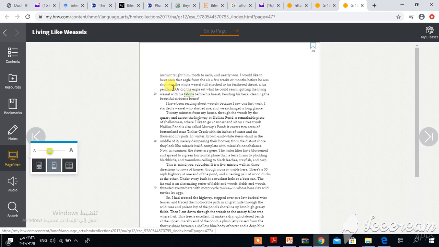So basically, let's just read this sentence. Or did the eagle eat what he could reach, gutting the living weasels with his talons before his breast, bending his beak, cleaning the beautiful airborne bones?